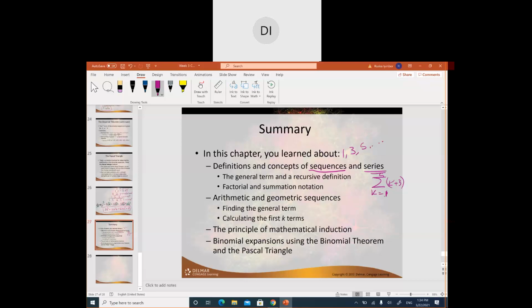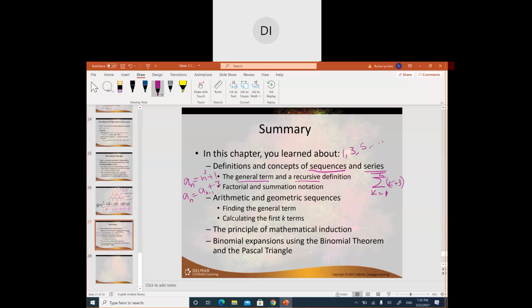Okay? We talk about a general term. It's a formula which has an equals, and then you have a formula in terms of n. Let's say n squared plus 1, for example. And recursive definition is when you have an, and let's say it's an minus 1 plus 3, something like that. A formula which has an minus 1. Summation notation is that sigma symbol.